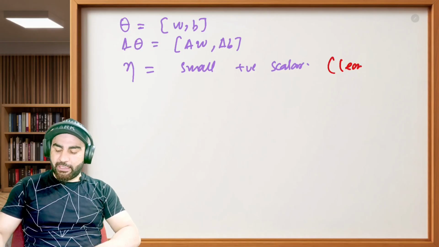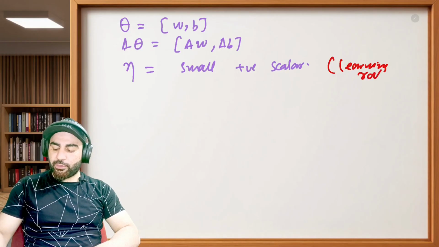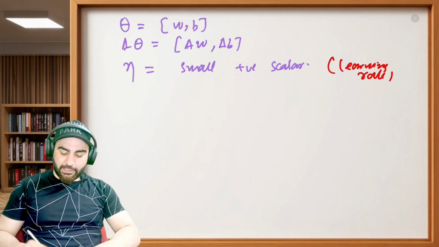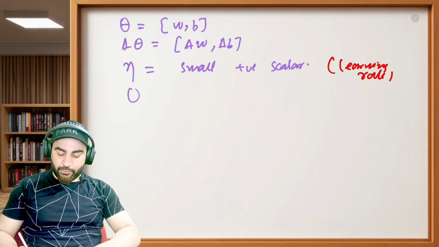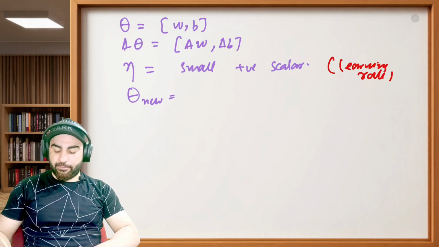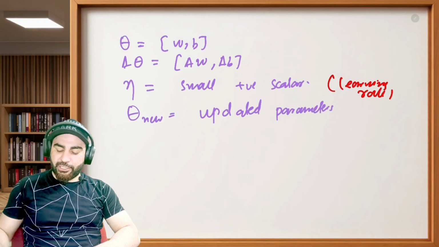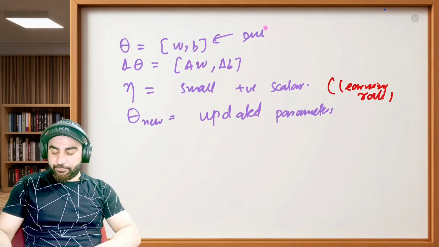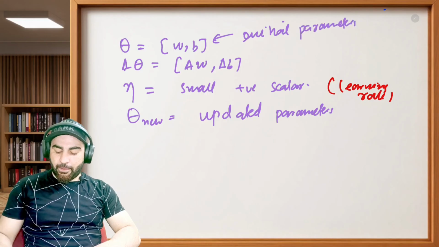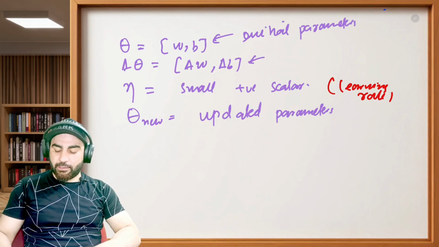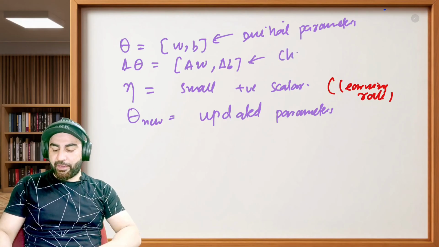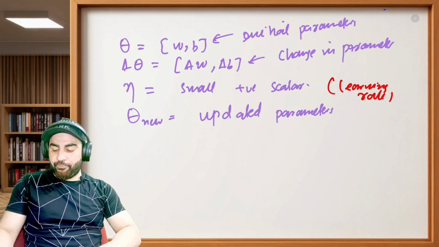We'll have a detailed discussion on this, but still I want you to know this is called the learning rate. And then you have this theta new, which is the updated parameters. This is the initial parameters, and this is giving us the direction, the change in parameters. This is what we want.